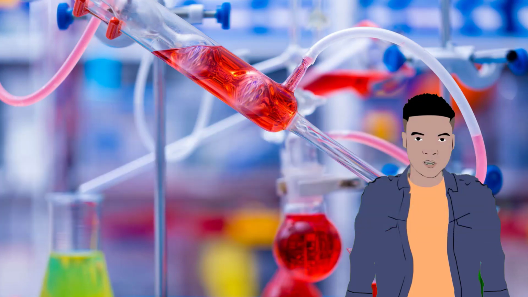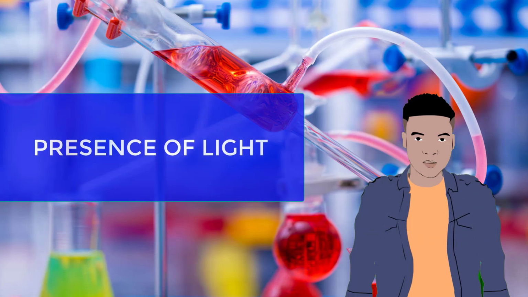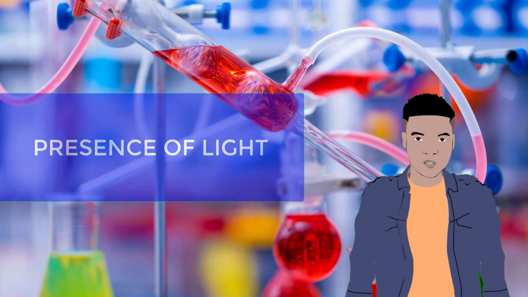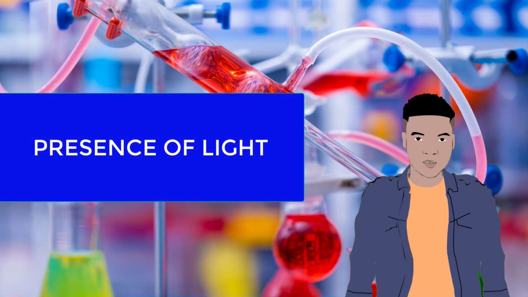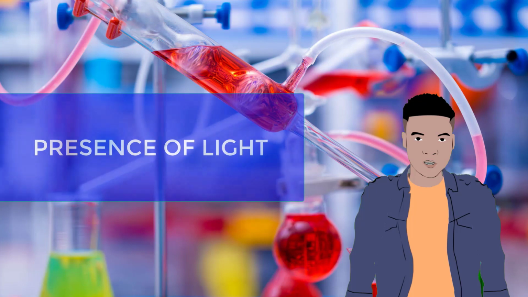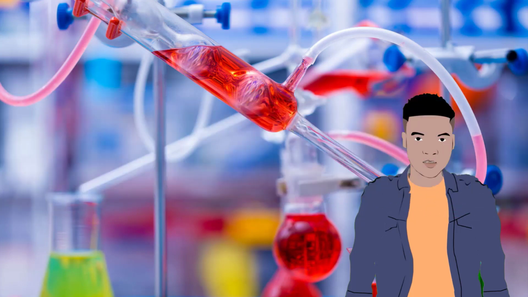Now we look at effect of light. Some reactions are influenced by light. The rate of reaction is high when the light intensity is high, low when the intensity is low, and does not proceed at all in the absence of light. Such reactions are known as photochemical reactions.